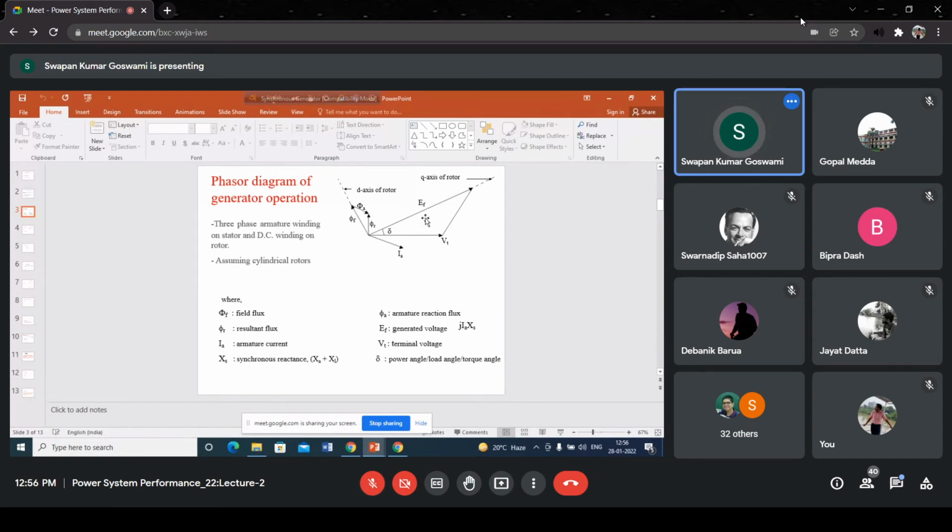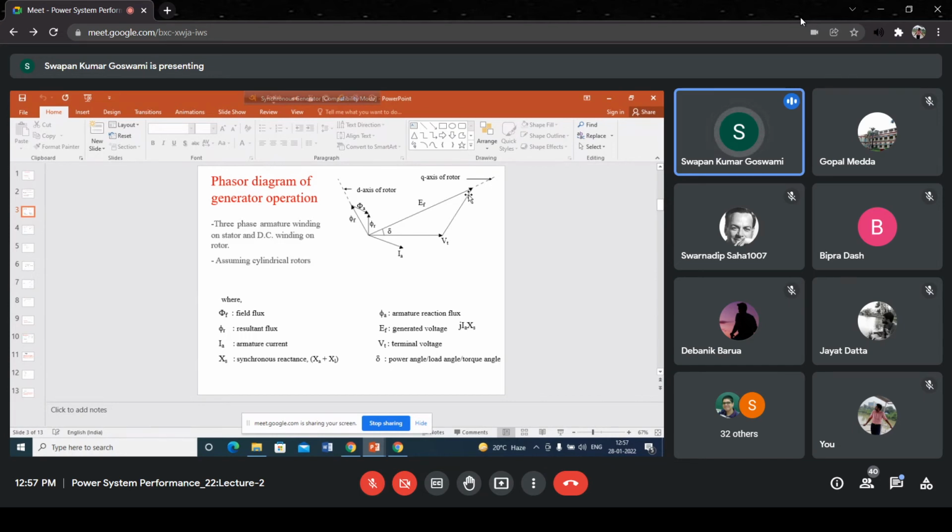Synchronous machine, when it generates, obviously it will be generating at synchronous frequency. So frequency of EF also is synchronous. Angular speed of EF is synchronous. So both EF and Vt, they are rotating at synchronous speed. All right. And at steady state, this angle delta is constant. All right. And EF is along the quadrature axis of the rotor.